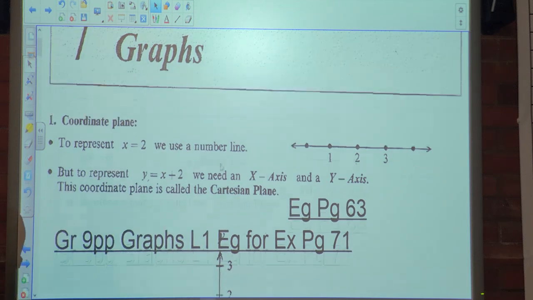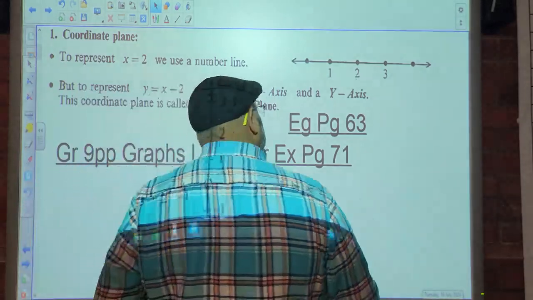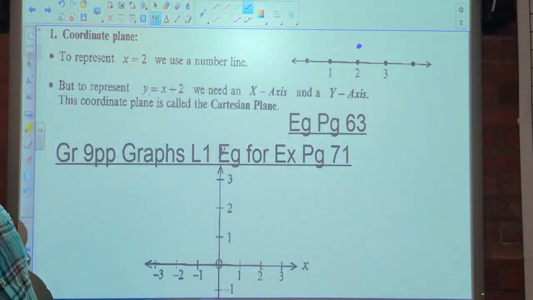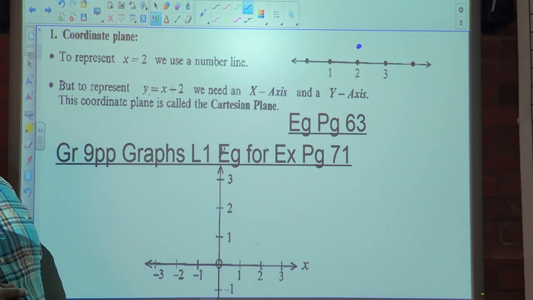Okay. So we're looking at graphs, coordinate plane. Last year we dealt with coordinate planes, so this is a refresher. To represent x is equal to 2, we use a number line. If x is equal to 2, I can just put the dot there. That means to say x is 2, on the axis variable. But to represent y is equal to x plus 2, we need an x-axis and a y-axis.